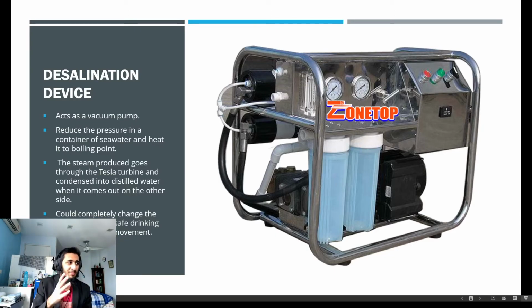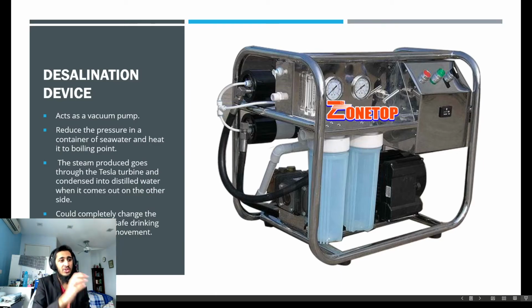Now, by reducing the pressure in a container and then heating it to boiling point using the Tesla turbine, it would change it to steam, right? And then that steam would go through the turbine, condense into distilled water, and still move fast because of the high viscosity when it comes out the other side. So this could be a method.